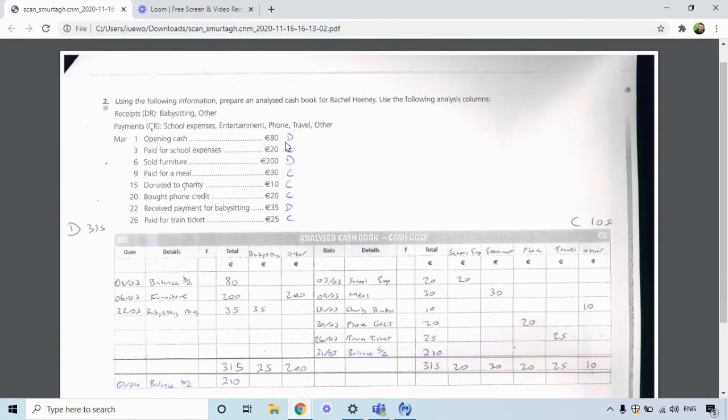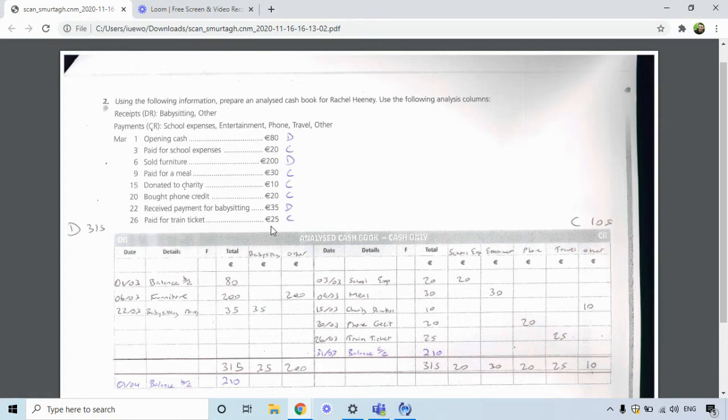So the opening cash is the same as our balance BD. So our opening cash is money coming in, so that's a debit. School expenses is money going out, so it's a credit. Selling furniture will be money coming in, so that's a debit. Paying for a meal will be money going out, so that's a credit. Donating to charity, again, is money going out, so that's a credit. Phone credit, buying that is also a credit. Receiving payment for babysitting will be a debit. And paying for a train ticket will be a credit. So remember, debit is money coming in and credit is money coming out.